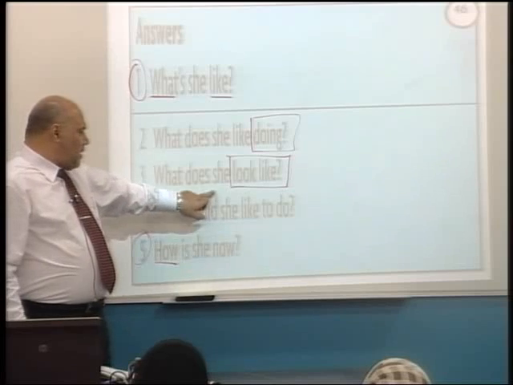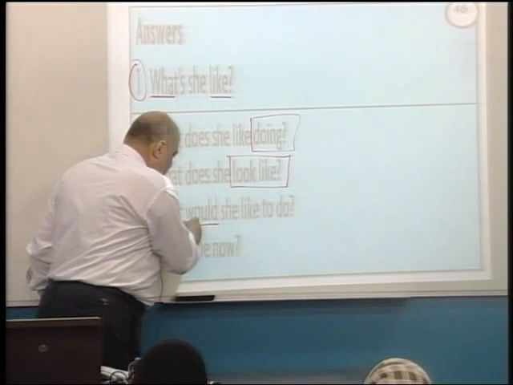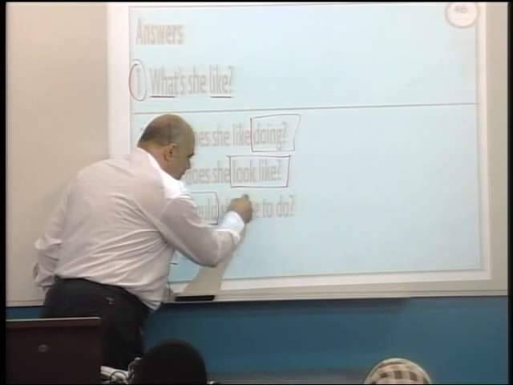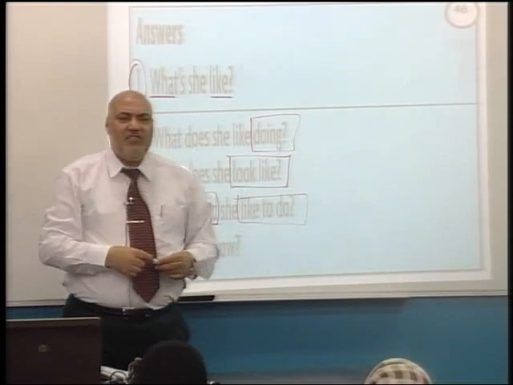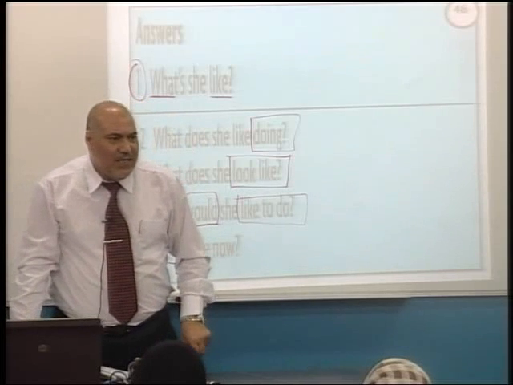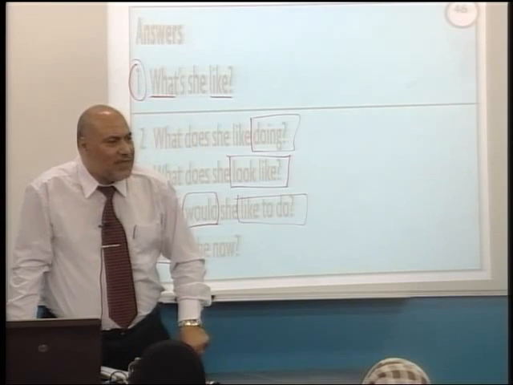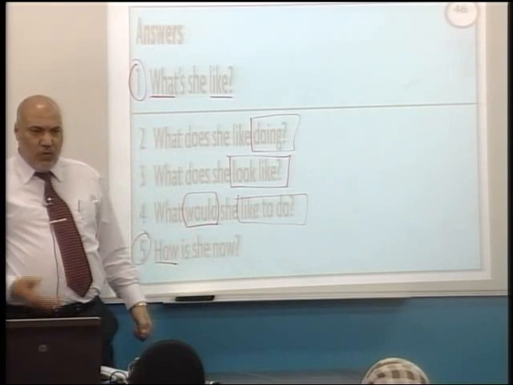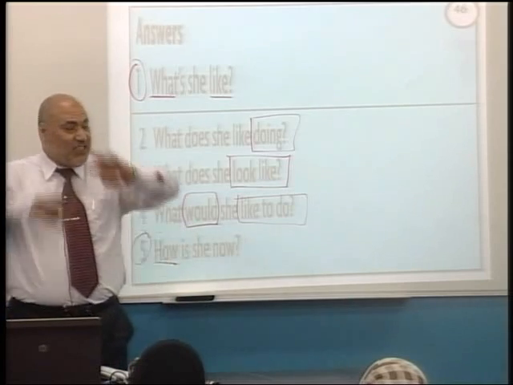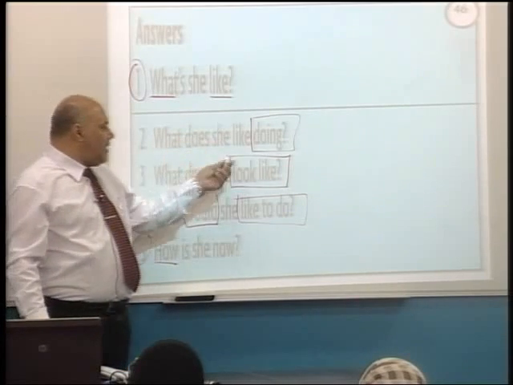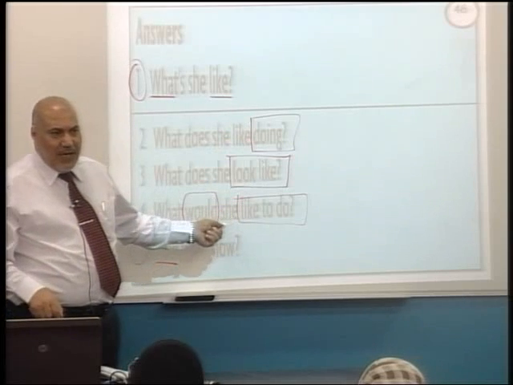What would you like to do? What would she like to do? So "would like to do" is about an activity in the near future. An activity, it means what does she want to do? What does she want to do? Now, just now, not generally. This is doing generally, but this is just now.